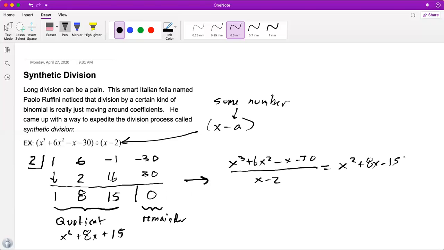And then there's no remainder, so I don't have to do anything else here. But it turns out that x cubed plus 6x squared minus x minus 30 over x minus 2 gives me this. Another way to write this, which we're going to talk about later, is this. That says minus, and it should say plus.